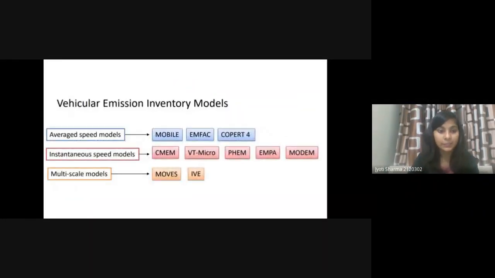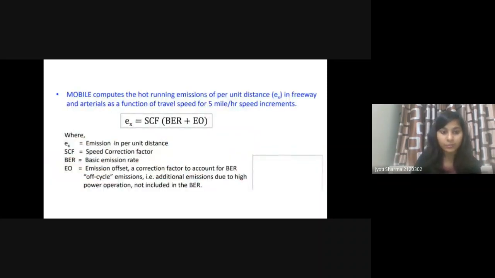We will see this. As I told you, we have different types of models for calculating the emissions inventory for different sectors. If we are talking about the vehicular emission inventory, we have lots of models. For example, we have divided these models into three types: the average speed model, the instantaneous speed model, and the multi-scale model. In the average speed model, one model is MOBILE, we have EMFAC, we have COPERT 4, and so on. Because our question was related to the MOBILE model, let's talk about this.